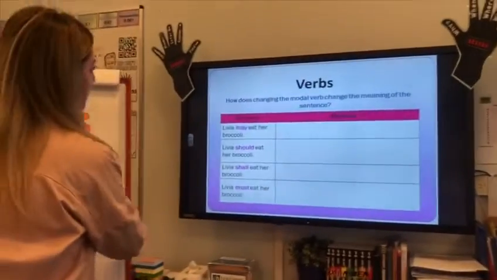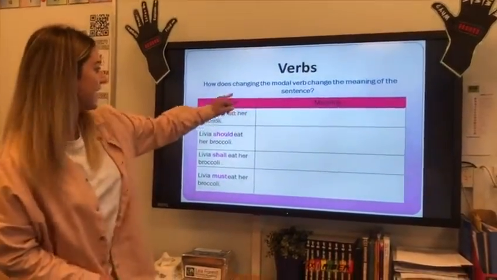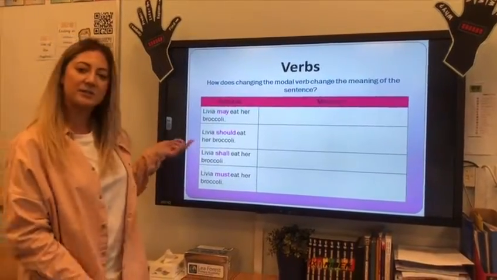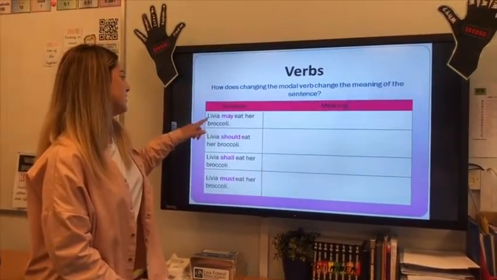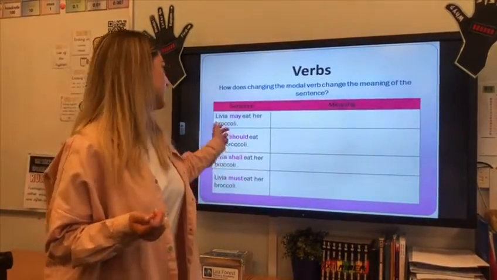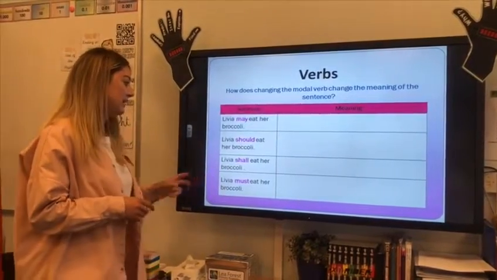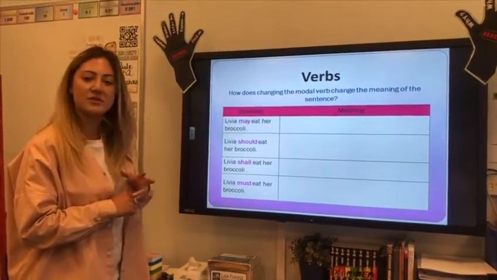So on the board, we've got some examples of sentences. You've got to write how changing the modal verb changes the meaning of the sentence. So, Livia may eat her broccoli. What does that mean? What does the modal verb mean in that sentence? Livia should eat her broccoli, Livia shall, and Livia must eat her broccoli.